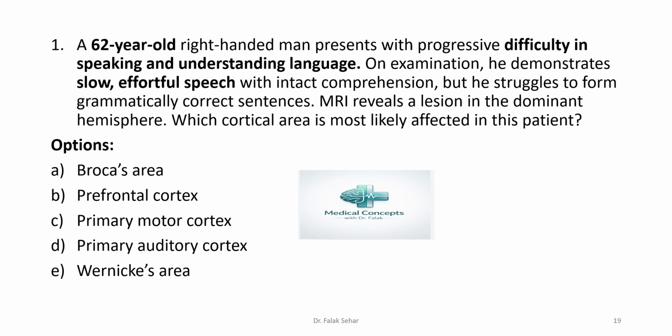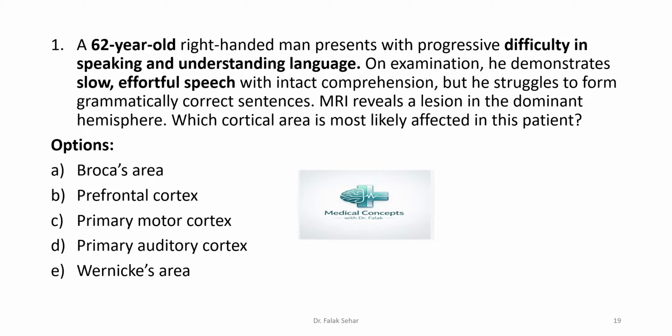A 62-year-old right-handed man presents with progressive difficulty in speaking and understanding language. On examination, he demonstrates slow but effortful speech with intact comprehension, but he struggles to form grammatically correct sentences. MRI reveals a lesion in the dominant hemisphere. Now tell me, which cortical area is most likely affected in this patient? So the most likely answer is Broca's area, option A.